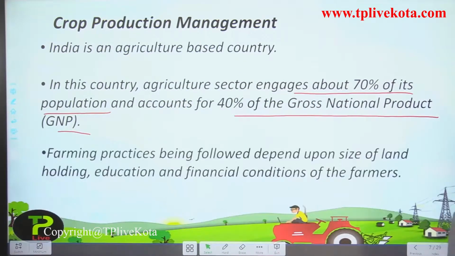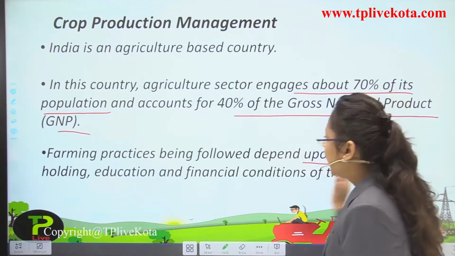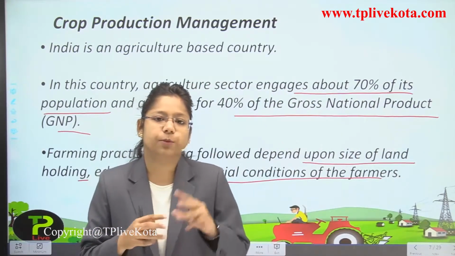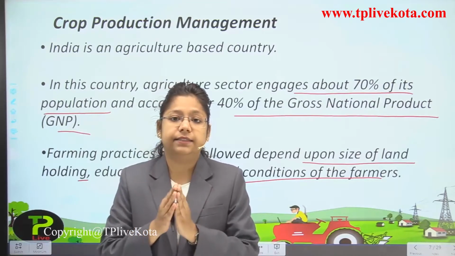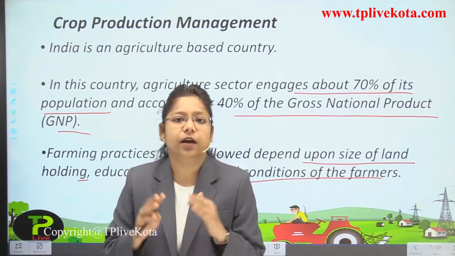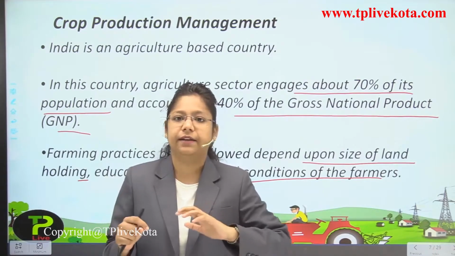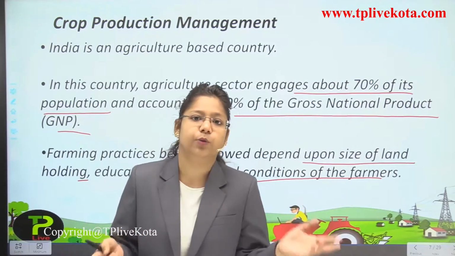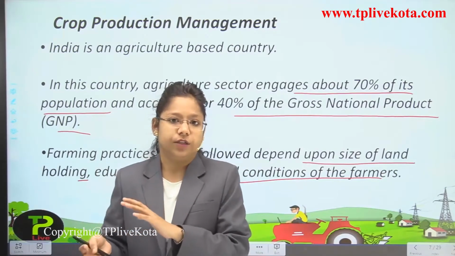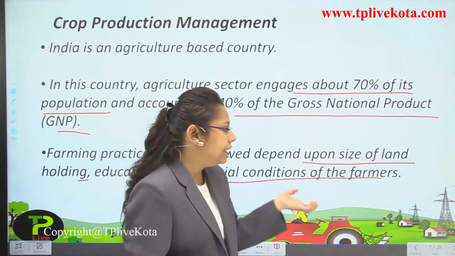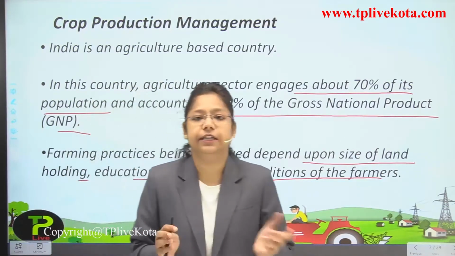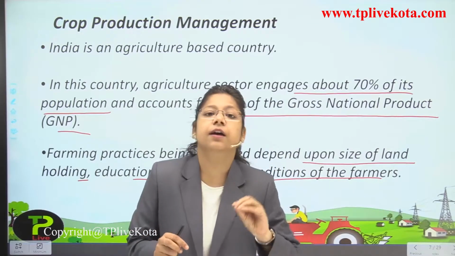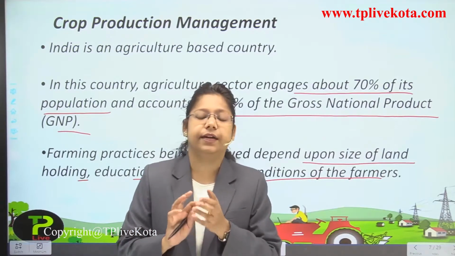Now next point is, farming practices being followed depend upon the size of the land, education and financial conditions of the farmer. Now they depend upon three things. First is the size of the land. The land size must be even, so that a farmer can cultivate the land properly and can grow their crops. Second thing, they should be educated. Why should they be educated? Because they will be knowing about the newer techniques which are going to be launched for the farming procedures. And the third one is the financial conditions of the farmers, means they should be somewhat financially sound so that they can purchase the agricultural implements and they can cultivate their fields properly.